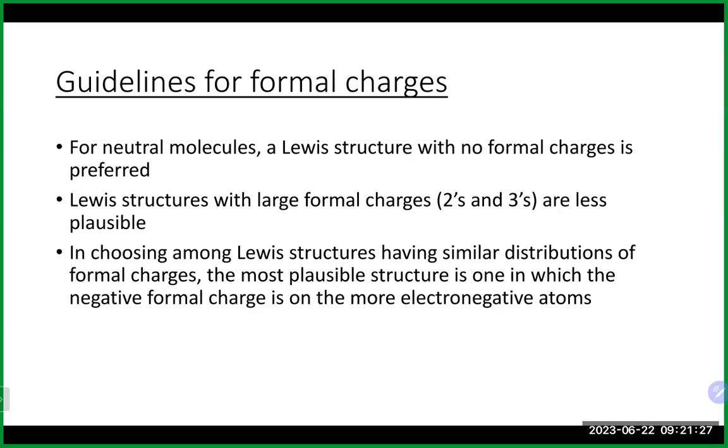Now, if you're choosing between two Lewis structures where you have a similar distribution of formal charges, the one that's the better and more plausible structure is the one where you end up with a negative formal charge on the more electronegative atom. So for example, if you have one distribution of +1 and -1 and another of +1 and -1, but the -1 is on a more electronegative atom in the structure on the right versus the one on the left, then probably that's the better choice.